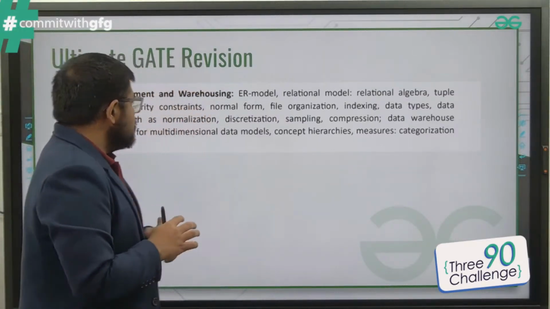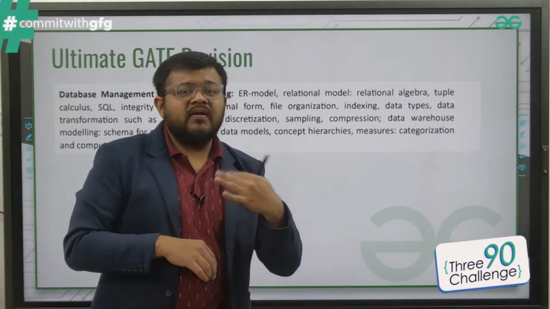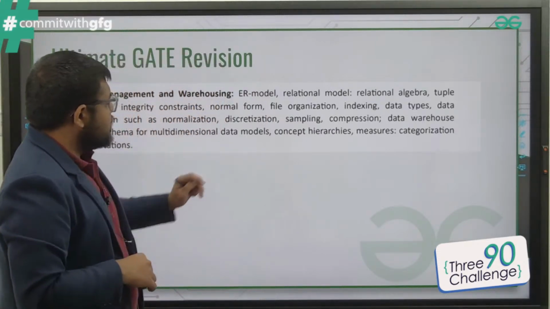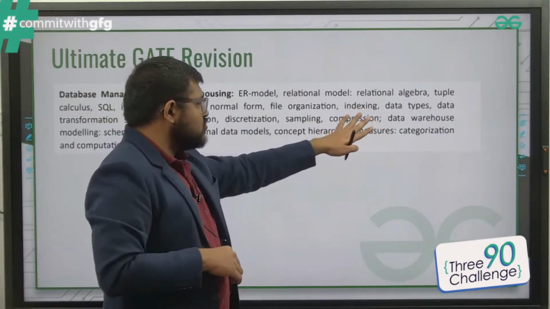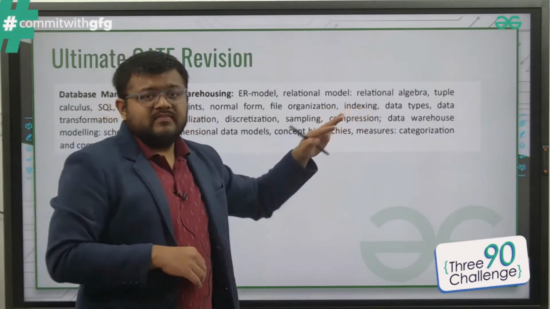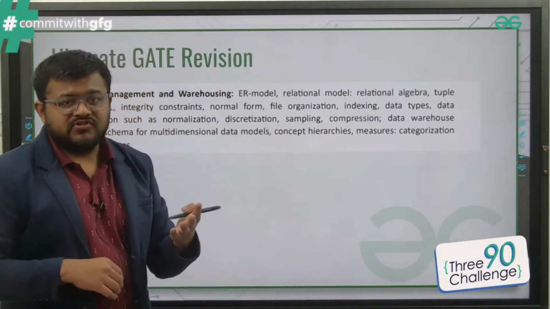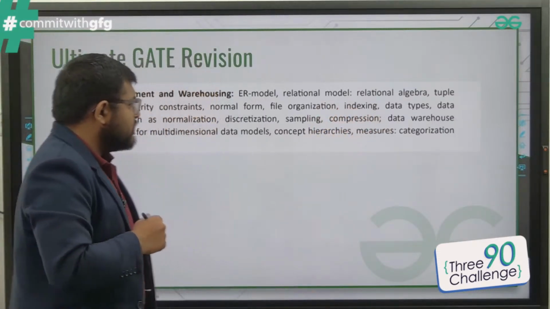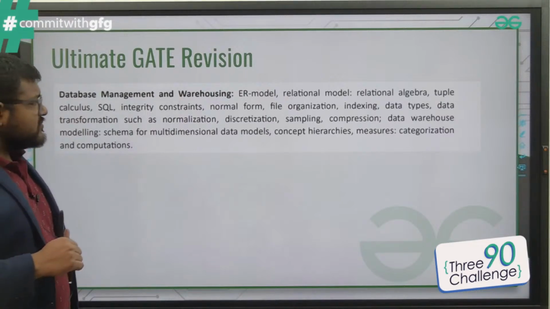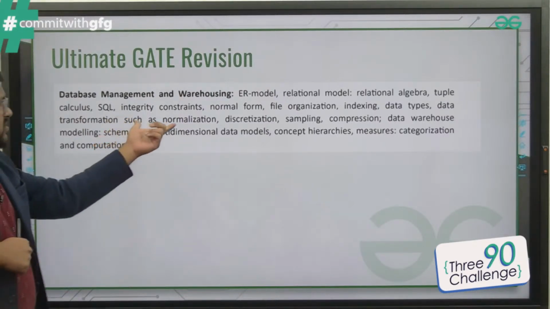So there are functional dependencies, then 1NF, 2NF, 3NF, and BCNF. Then there is file organization, how you organize the file. Then there is indexing. Indexing means you have primary index, secondary index, and clustering index for better and faster retrieval of data. We'll also look at some questions based on that from previous years. Then you have data types, what different types of data can be there. Then data transformation such as normalization.